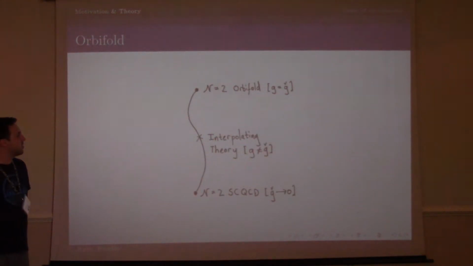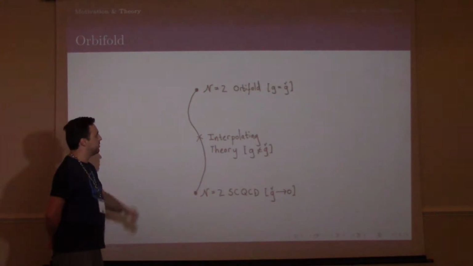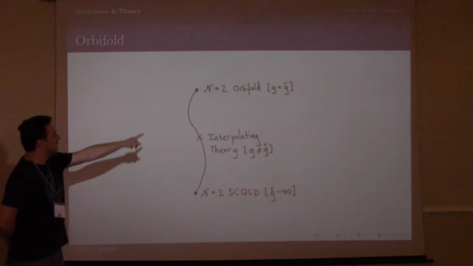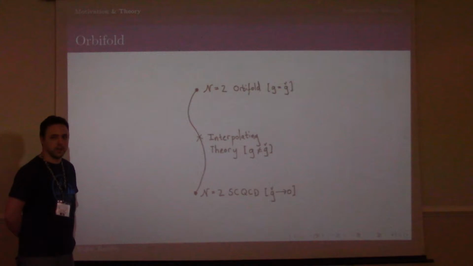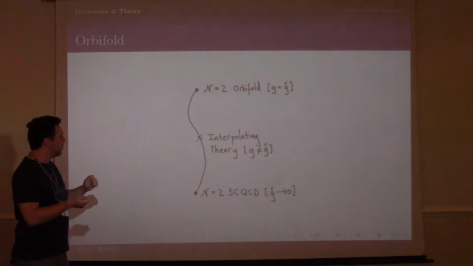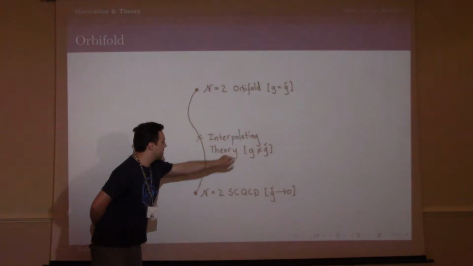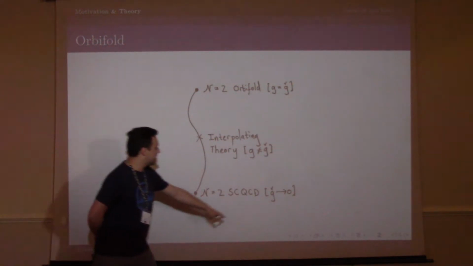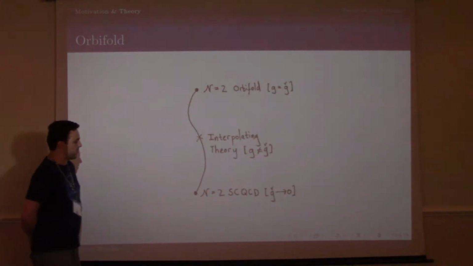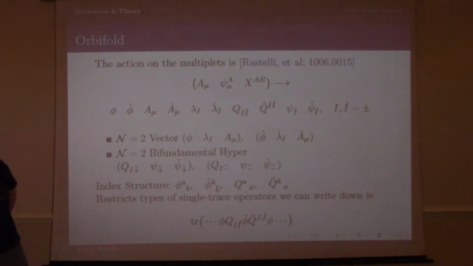Okay, and so this is just sort of a map of the idea of varying the two gauge couplings. I should mention that at the orbifold, the gauge couplings are precisely equal to each other. We can then vary them without breaking superconformal symmetry to get some interpolating theory where they're not equal. And finally, we can set one of them, say g-check, to zero to obtain an N=2 superconformal QCD.